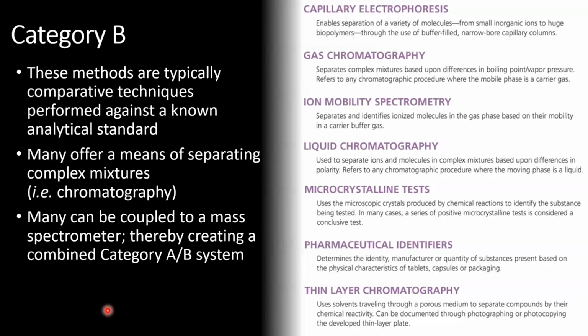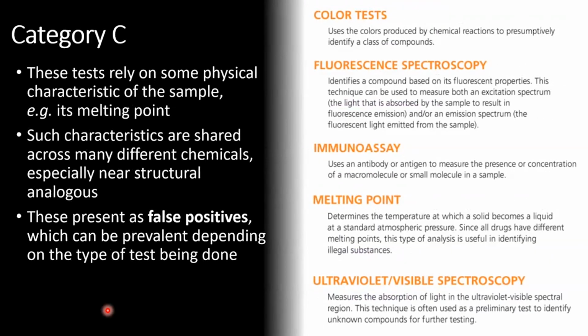The last category is category C, and these tests typically rely on some physical characteristic in the sample, such as its melting point. These characteristics, though, can be shared across many different chemical structures, especially near structural analogues, so those with related chemical structures. Because of this, they present a number of false positives, which is where an illicit compound will give the same response as a non-illicit compound, and you can't distinguish between the two.